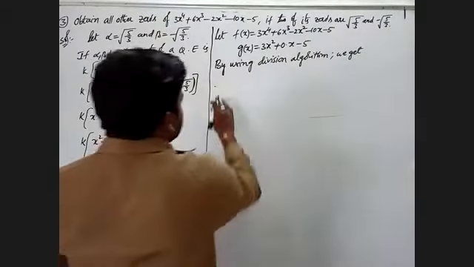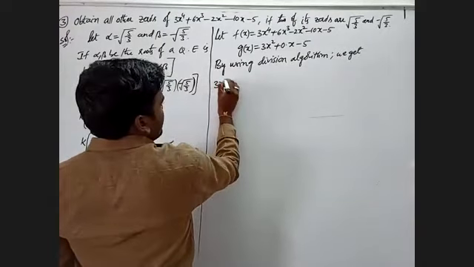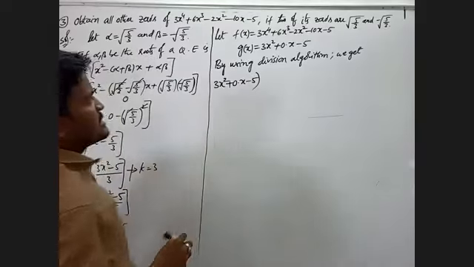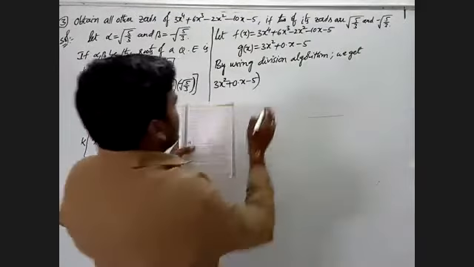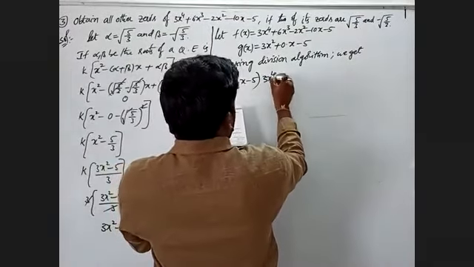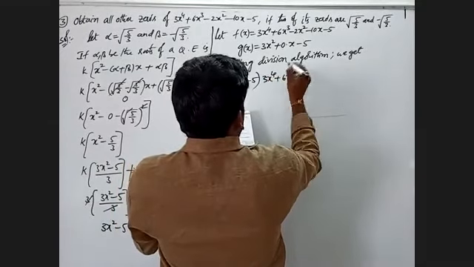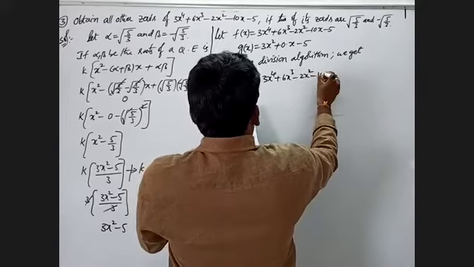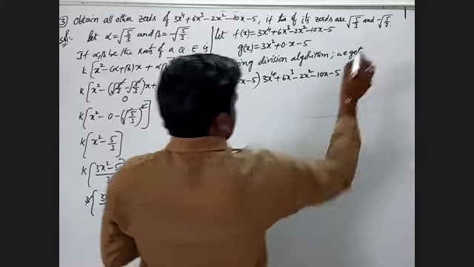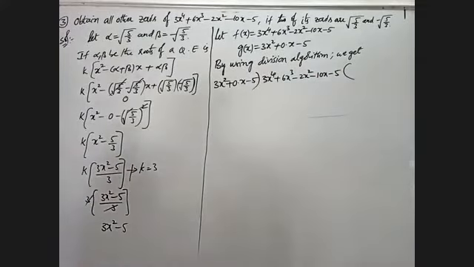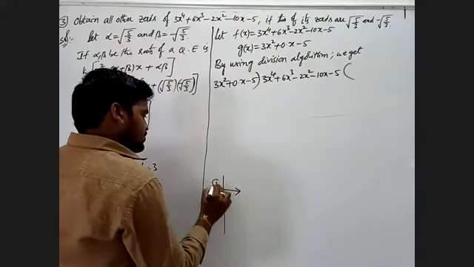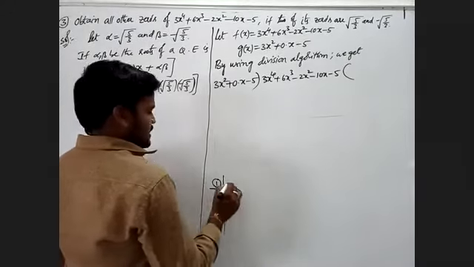Given g of x is px square plus 0 into x minus 5. After that, f of x is 3x power 4 plus 6x cube minus 2x square minus 10x minus 5. First we'll take step number 1. Step 1 can multiply by x square.